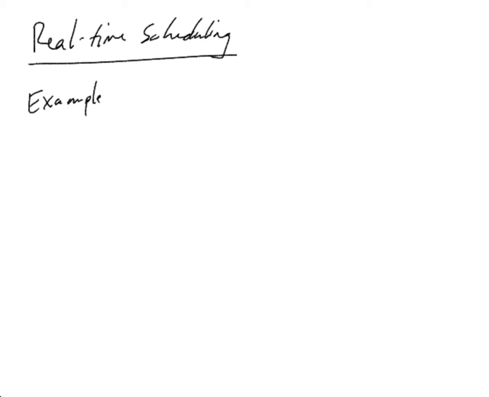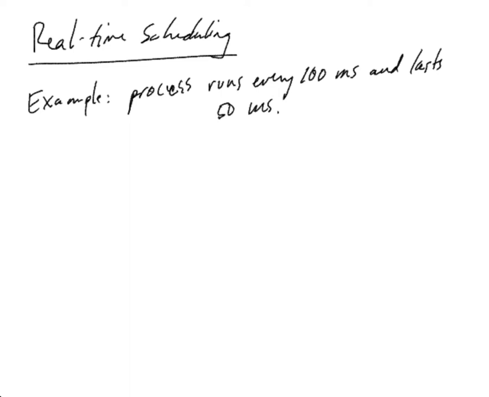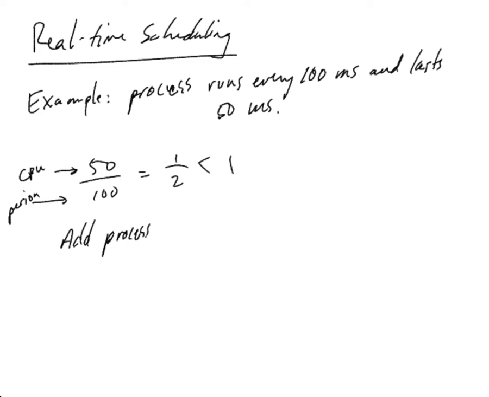For example, let's suppose a process runs every 100 milliseconds and lasts 50 milliseconds. So we can look at that setup, and we can say, okay, well, we have CPU time on the top, we have what's called a period on the bottom, and that's equal to 1/2, and that's less than 1. We don't want the denominator to exceed the numerator. Now, let's add a process and see what happens. We don't want the period to exceed the CPU, that is.